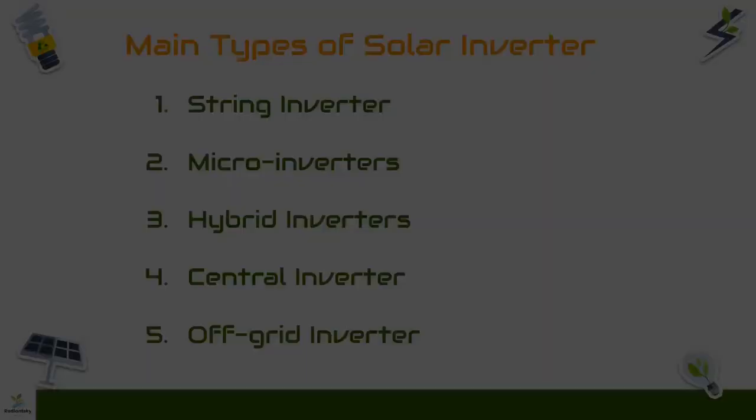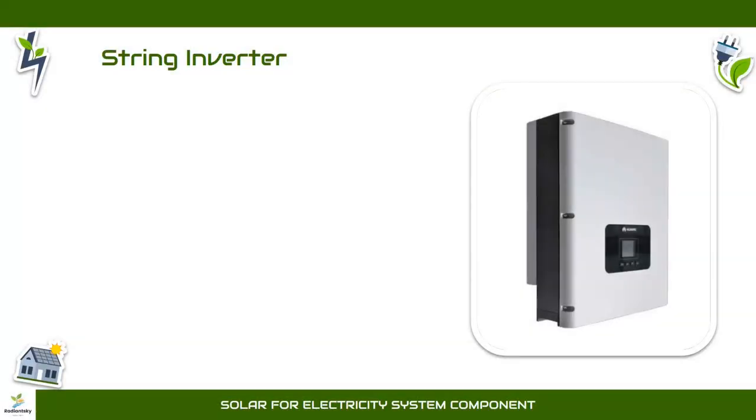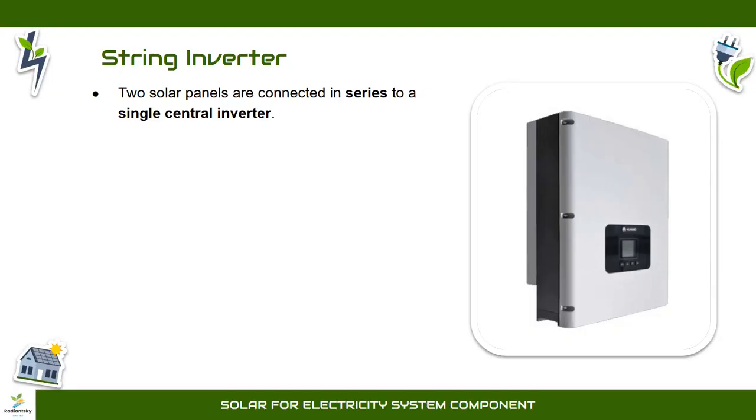Starting with string inverters. Now, the way this kind of inverter works is that it doesn't use a battery. It works directly with solar panels. A lot of people normally ask me if it's possible for an inverter to work without a battery. Yes, of course it is. So you have to go for a type of inverter known as string inverters.